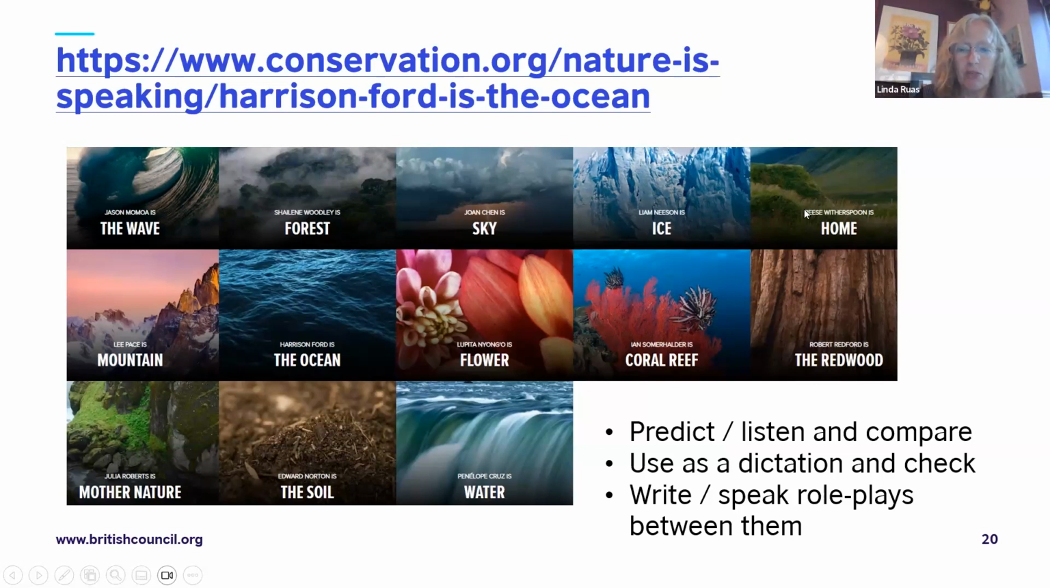So tasks with this could be predicting and then listening and checking. You could use it as a dictation. They're so beautifully spoken. You could dictate it quickly, play it through 2 or 3 times, see how much the learners can write. Or as a dictogloss, they can fill in the gaps. Or you can get students to write or speak role plays between those things like the sky and the coral reef, or the wave and the mountain. Have a look at those later, please.